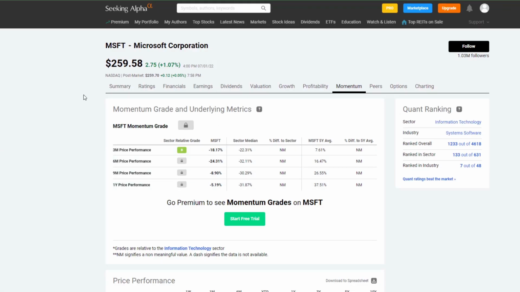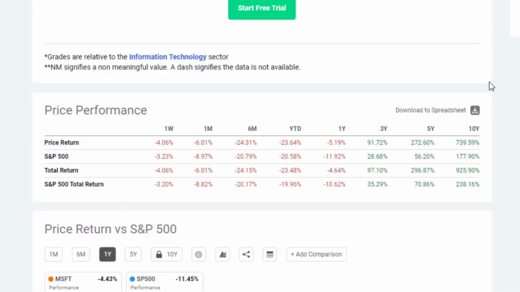If we come over to Seeking Alpha, come over to their Momentum tab, come down to their price performance, you can see in the past 10, 5, and 3 years, there has been pretty much consistent growth for Microsoft. The average growth over the past 10 years has been about 73% per year. For the past 5 years, if you take this 272% cumulative growth and determine an average 5-year growth, that is about 50% per year. And in the past 3 years, it's been about 30% per year.